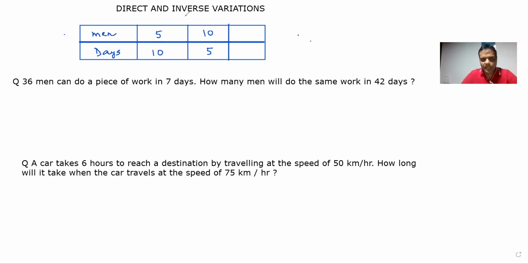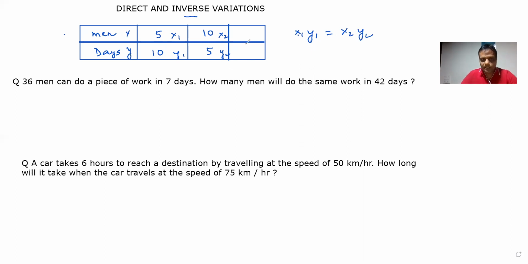Now, whether this is an inverse variation or not, the simple formula is that if this is x and this is y, then x1 into y1 should be equal to x2 into y2. What I mean to say is that if this is x1 and this is y1, this is x2 and this is y2, then multiplication of x1 and y1 should be the same as multiplication of x2 and y2. If they are same, then it is an inverse variation.